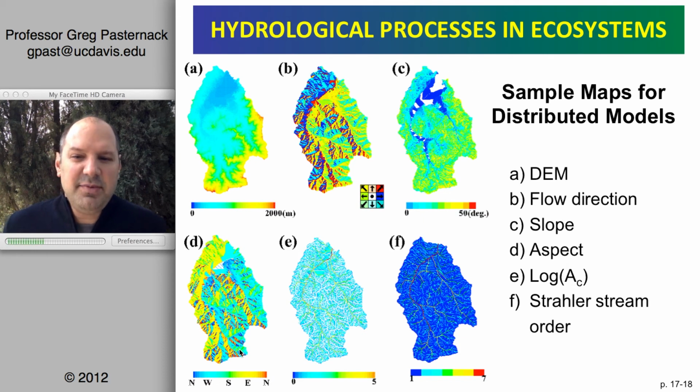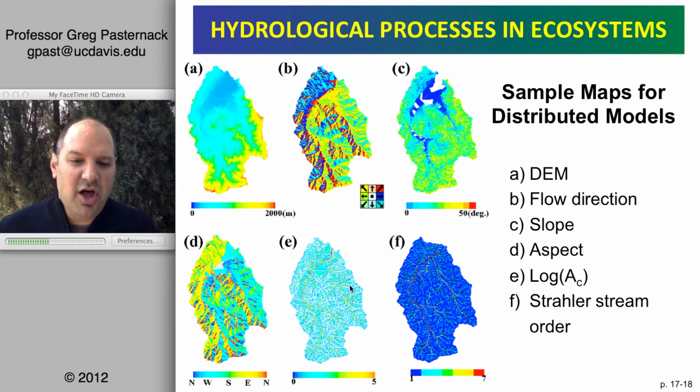Okay, so here's some example maps that show what you can get out of a distributed hydrological model. A is a digital elevation model. B, this shows the direction that water is flowing, and here's the scale. C is the slope in degrees. Then D is the aspect, so like, is it facing north-south? This is the topographic direction that the land is pointing, whereas B is which direction is the water flowing.